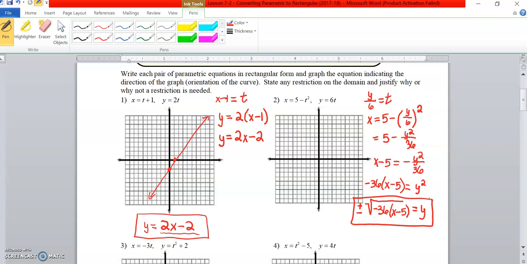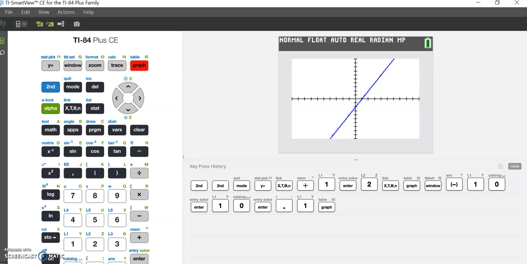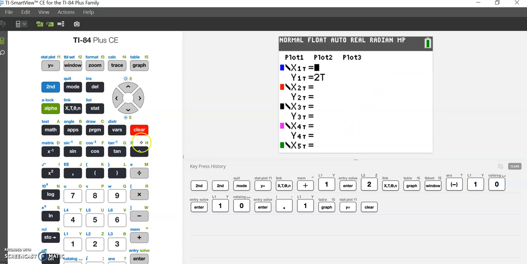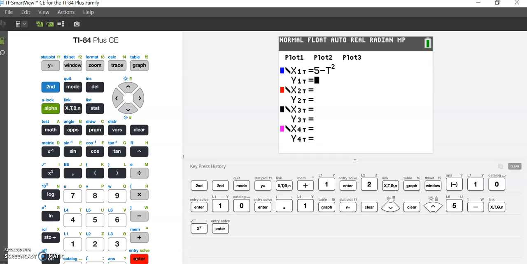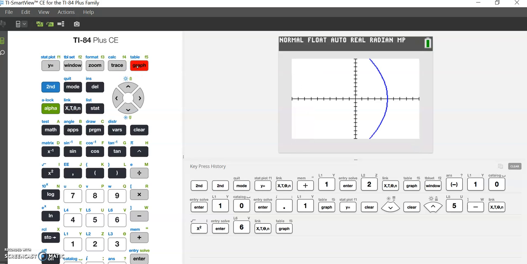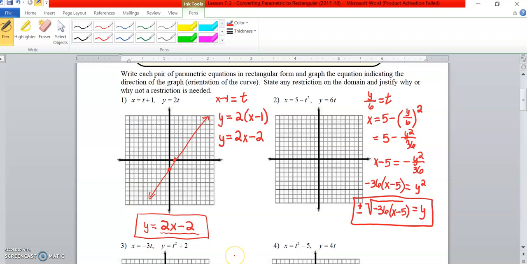Now, I did skip step 1, graph this on the calculator, so let's do that now. Clear that. So x1 was just 5 minus t squared. And y1 was just 6t. So there it is. Like I said, a y-squared graph is a sideways parabola, so that does check out. But we're going to go 1, 2, 3, 4, so we're going to go to 5 over, okay. And then from there, let's see.